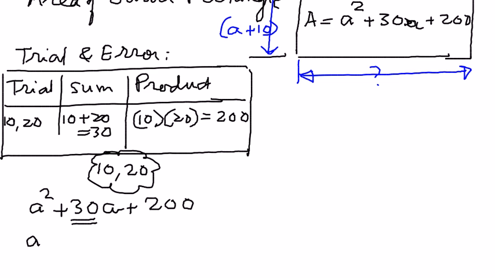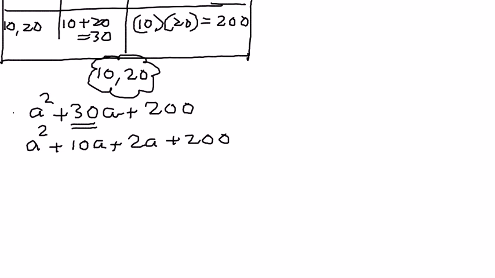So the way to do that is as shown here: a squared plus 10a plus 20a plus 200. 10a plus 20a is equal to 30a. So now we want to factor by grouping. If we take the first two terms and the second set of terms, we should be able to factor them.